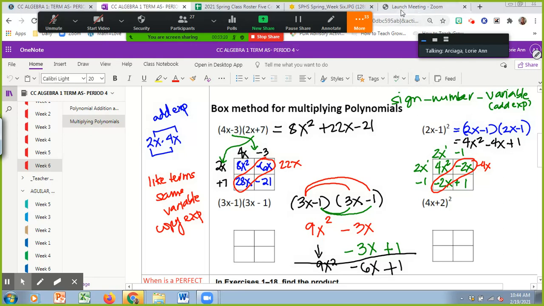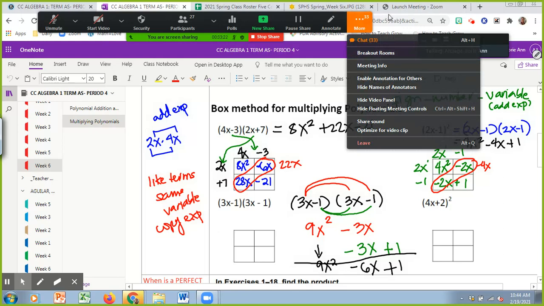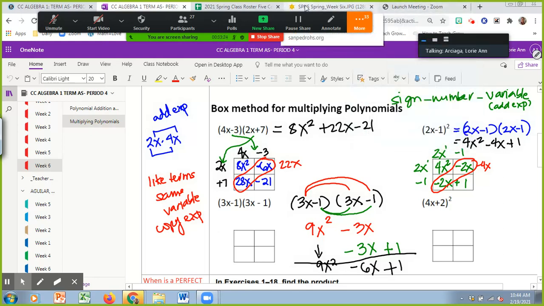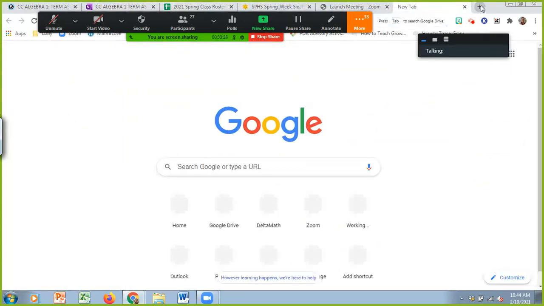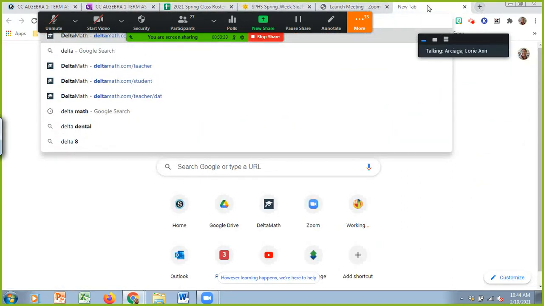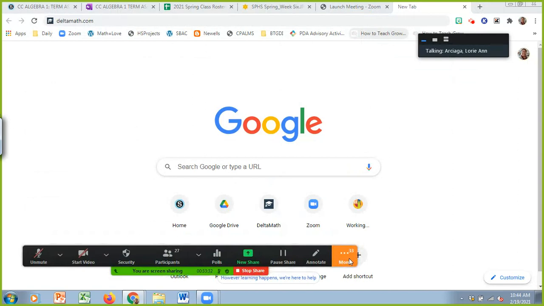So go ahead and open Delta Math. There's more interesting problems there. Let's go to Delta Math so I can get you started on the classwork/homework together.